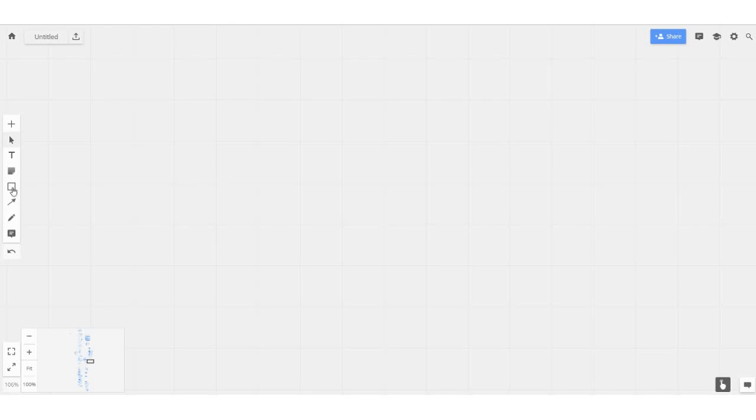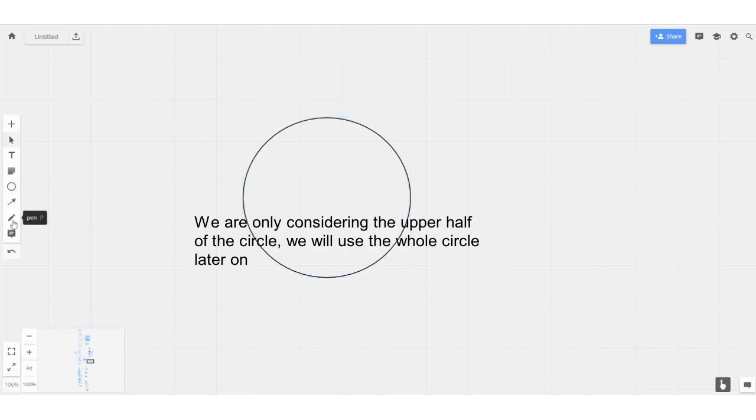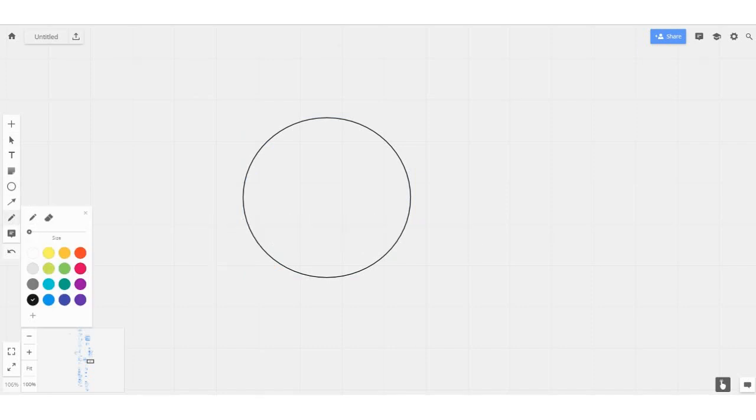We have a semicircle. What we want to do is the following. Let's say here we have a rectangle which is inscribed in the semicircle.